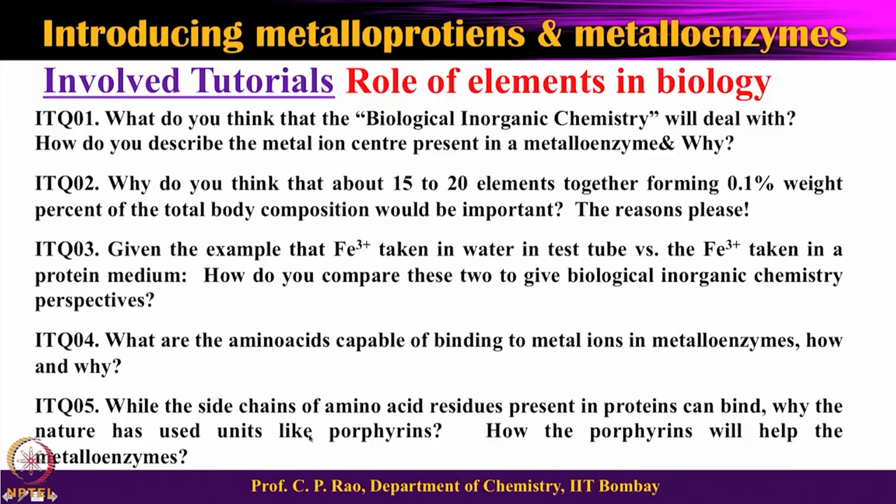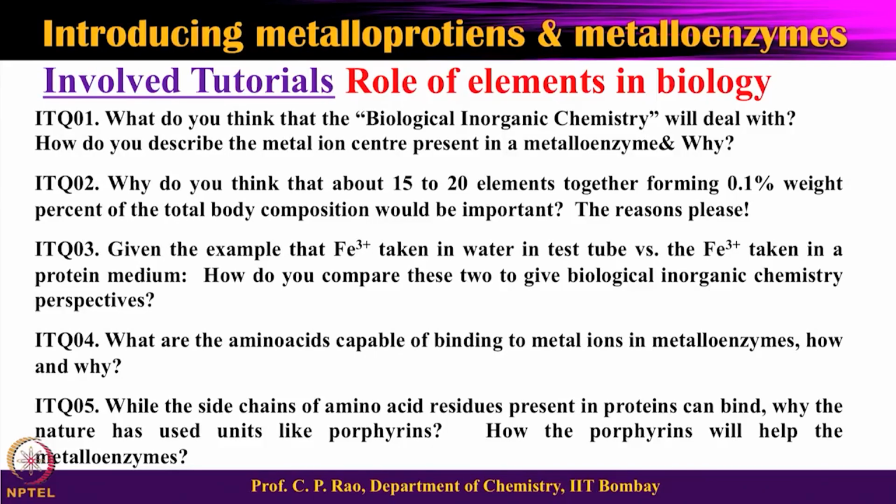While the side chains of the amino acid residues present in proteins can bind, why has nature used units like porphyrin? How will the porphyrins help in metal enzymes? This requires much more comprehension. You can understand and explain this only when you have gone through my lectures to a good extent. The first part is okay, yes, there are metal enzymes, metalloproteins, and are they not happy? They are all from the side chains.